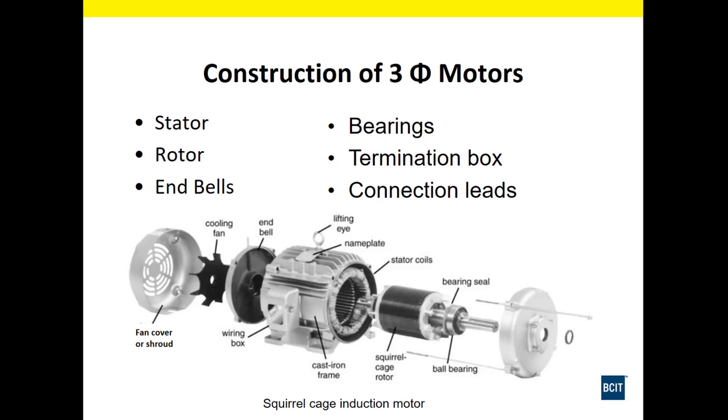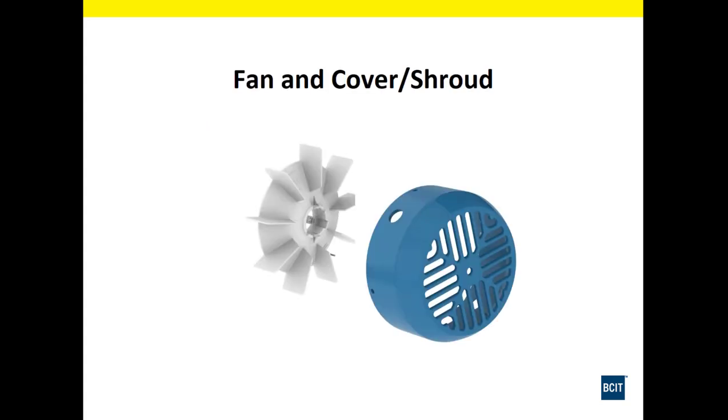Construction of three-phase motors. Three-phase motors all have a stator, the stationary part of the motor, rotor, end bells, bearings, termination box, and connection leads. The purpose of the fan and the shroud or cover of the motor is to move airflow over the surface of the motor and facilitate cooling.